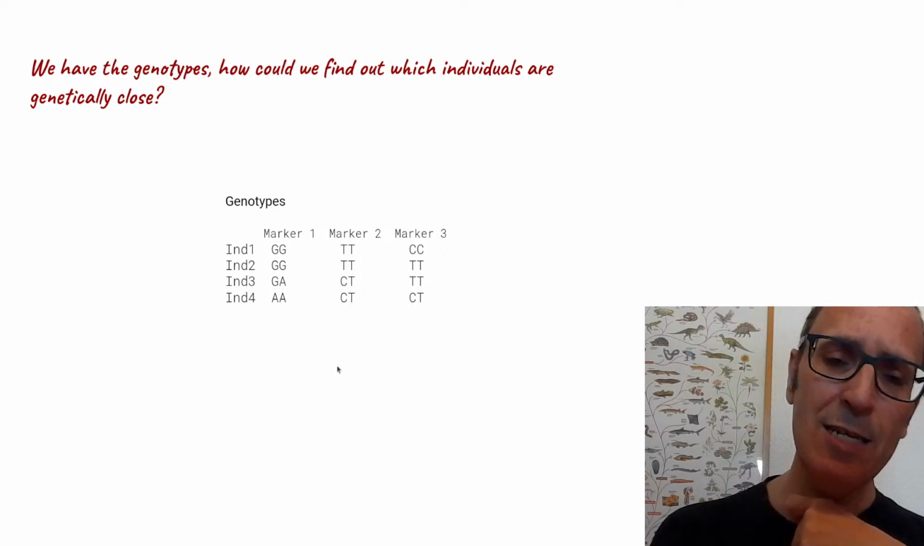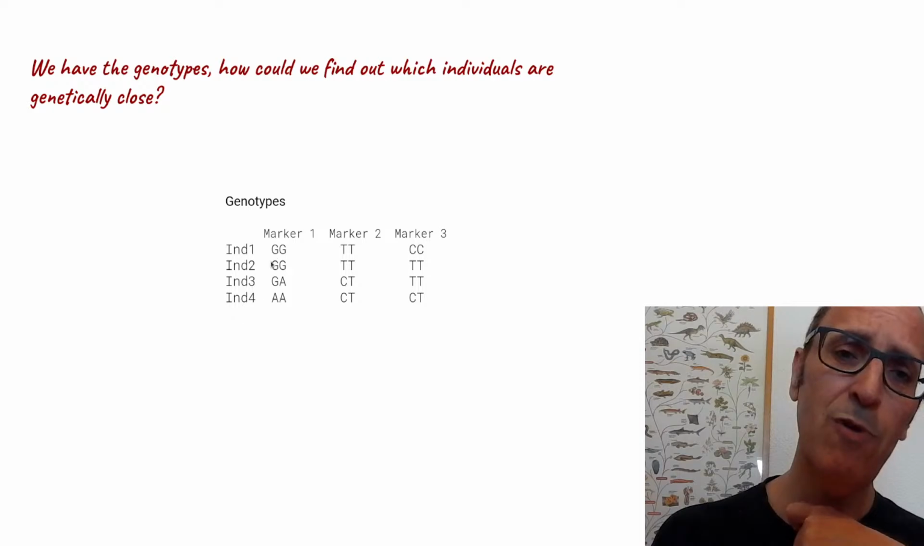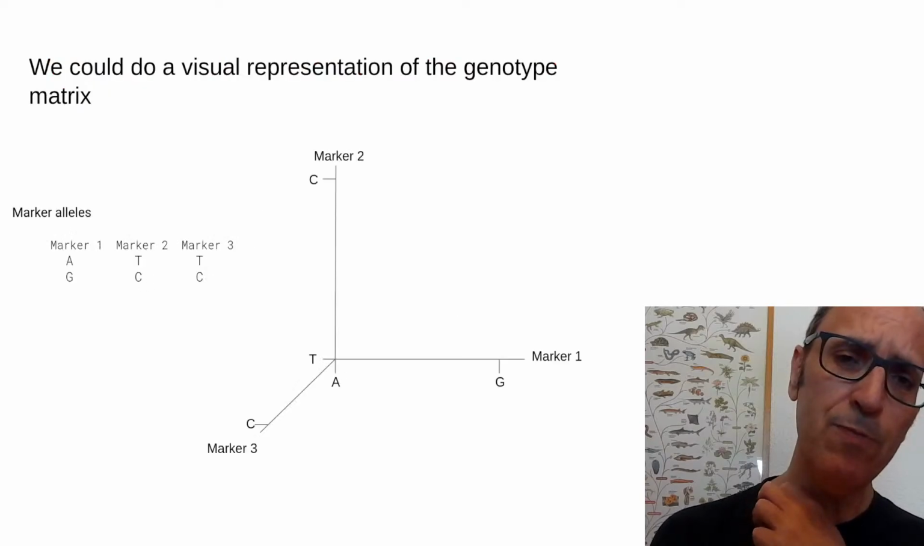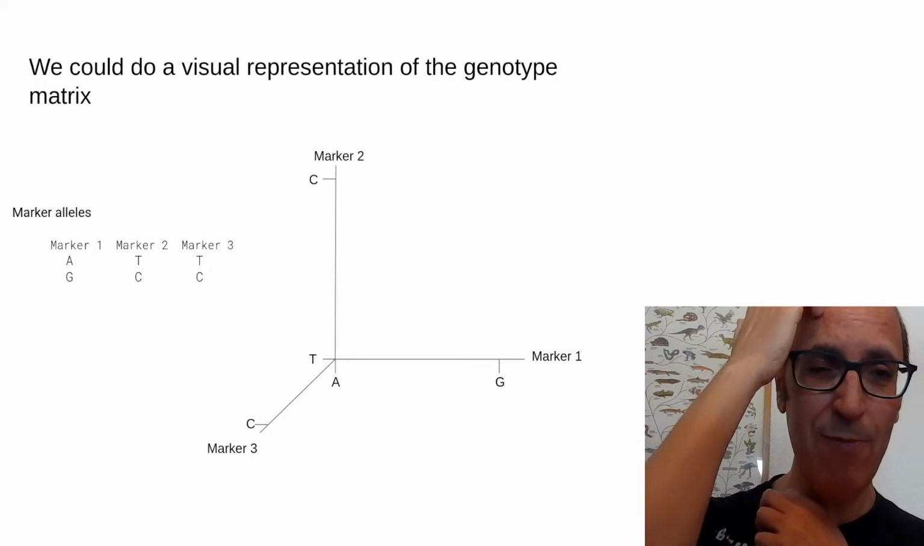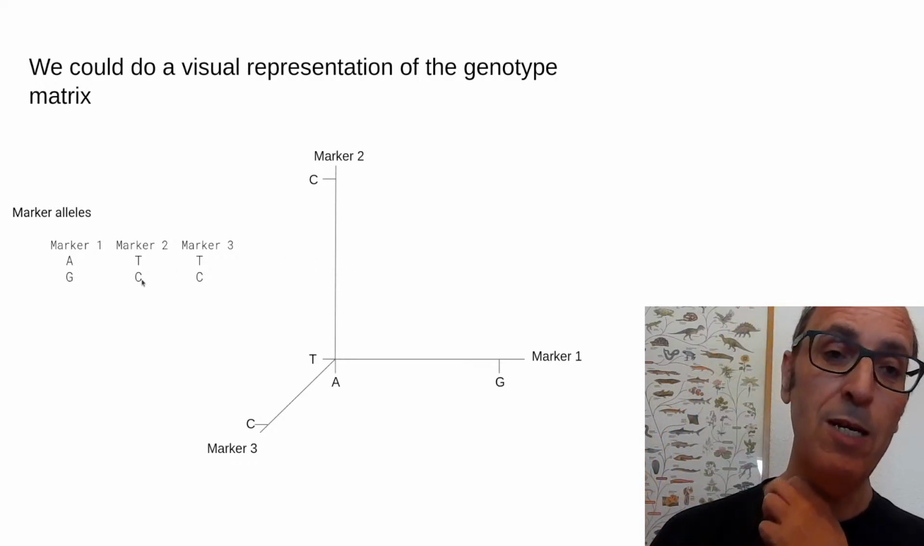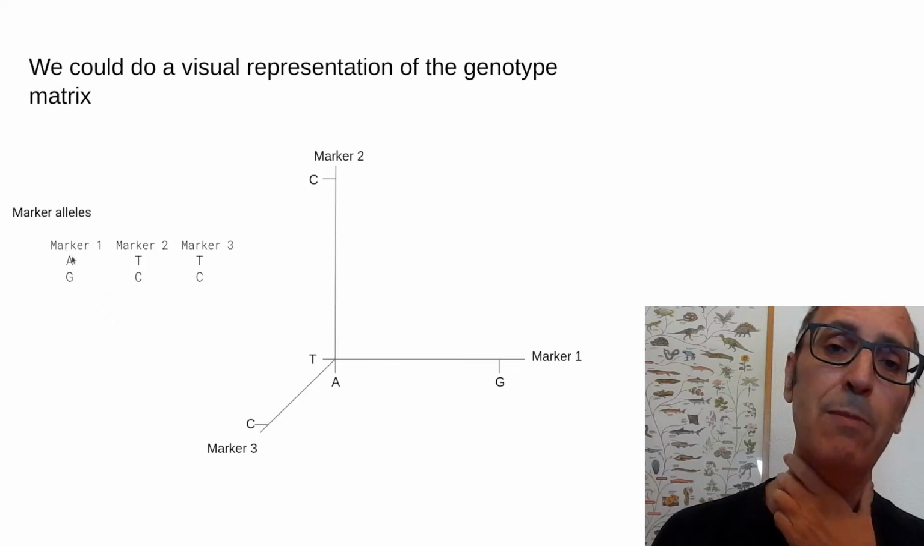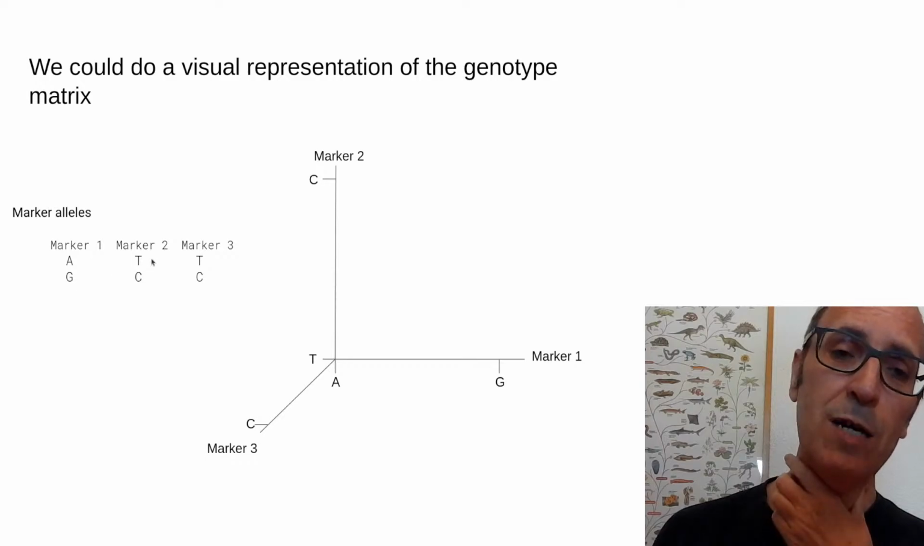In this example, I have 4 individuals. Let's imagine that we have 4 individuals and 3 molecular markers, and we have the genotypes for every molecular marker, okay? One thing that we could do is, given that we have 3 markers and we know the alleles for these markers, we can think, for instance, Marker 1 has the alleles A and G. Marker 2 has the alleles T and C. Marker 3 has the alleles T and C.